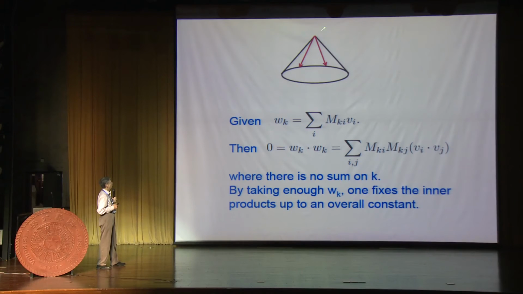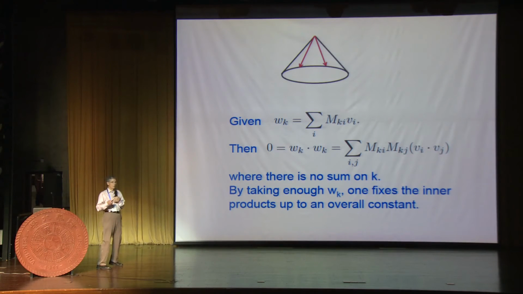So we look at the past light cone at a point, and we first pick d+1 independent null vectors, and those are what we're calling v. Then we pick another, different set of null vectors, w, and expand them in terms of the v with some coefficients m. And then for each k, there's no sum here, w_k squared has to be 0 because it's a null vector. And therefore, we get these linear algebraic equations for the inner products of our basis vectors.